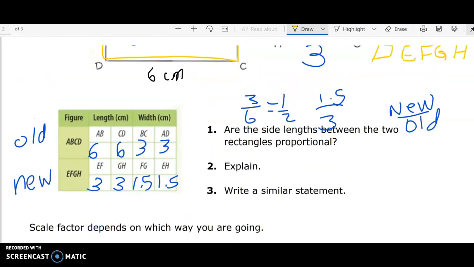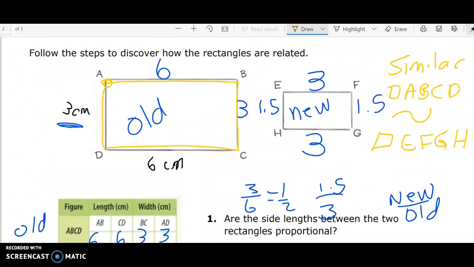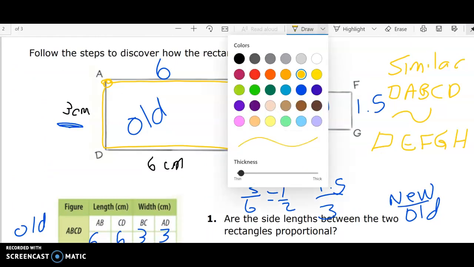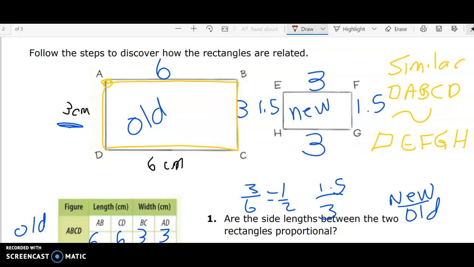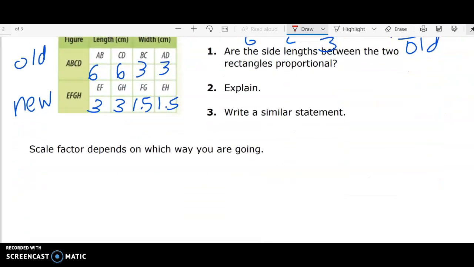Scale factor depends on which way you're going. So be careful, because, and this is coming up in a little bit, if I'm going from old to new, and I'm going by 1/2, I know because the scale factor is less than 1 that I will be shrinking. If the scale factor is larger than 1, I am enlarging. And that's going to come up in lessons later in this unit.